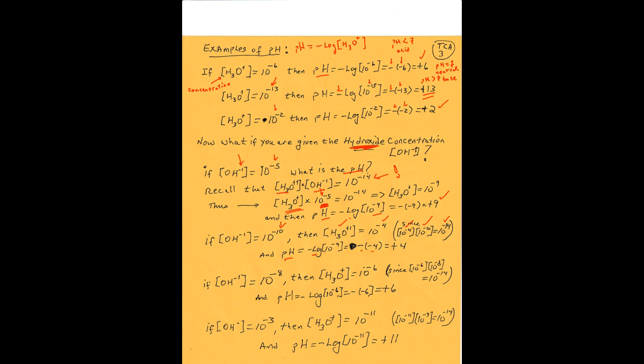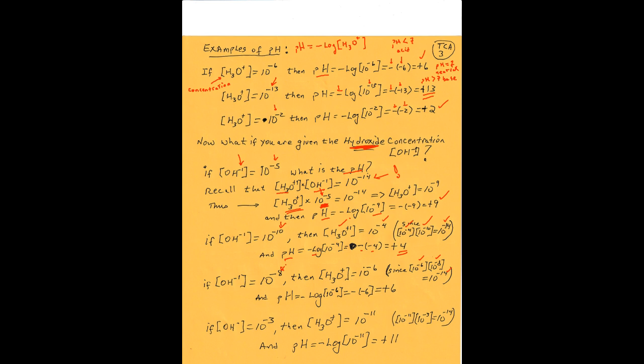Okay. If the hydroxide concentration is 10 to the negative 8, then the hydronium concentration is 10 to the minus 6, right? Since 10 to the minus 6 times 10 to the minus 8 is 10 to the negative 14. So the pH is, again, the negative log of the hydronium concentration. So it's minus the log of 10 to the minus 6. So it's negative, a negative 6 is plus 6.